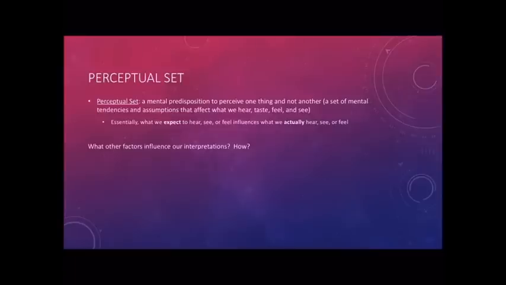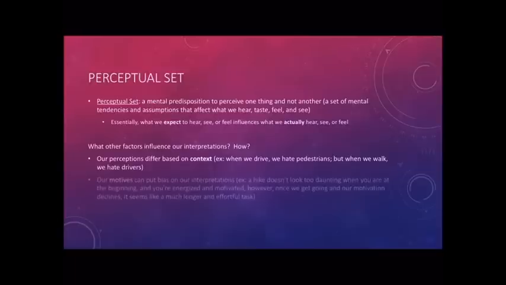But what factors might influence our interpretations and how? Our perceptions are going to differ based on the context. A good example: when we drive, we hate the pedestrians and the bikers. But when we're walking or biking, we hate the drivers, right? So it's based on the context that you find yourself in. You're always going to have a sort of self-serving bias and think that you're doing the correct thing and it's other people who are doing wrong.